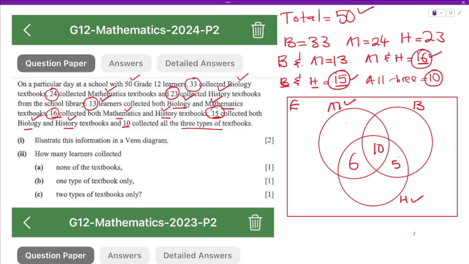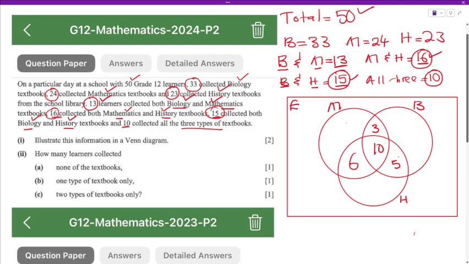You go to the next one, which is this one, biology and math. Math is there, biology is here. So that region and that region, that is biology and math. When you add everything there, what are you supposed to get? 13. Already you have a 10 at the center, so you simply say 13 minus 10, giving you a 3 there. Okay, you are now done with those regions. Once you are done with those regions, you now go to the outer regions.